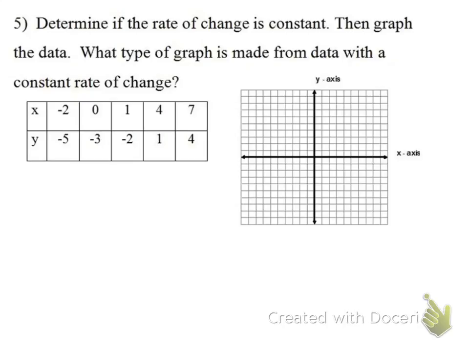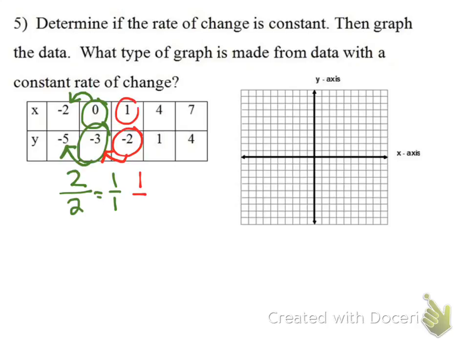Okay, so I'm going to find the rate of change. What is negative 3 minus negative 5? Positive 2. 0 minus negative 2 is also a positive 2, so that reduces to 1 over 1. I'm going to do the next one now. Negative 2 minus negative 3, that's like negative 2 plus 3, which is 1. And 1 minus 0 is also 1.